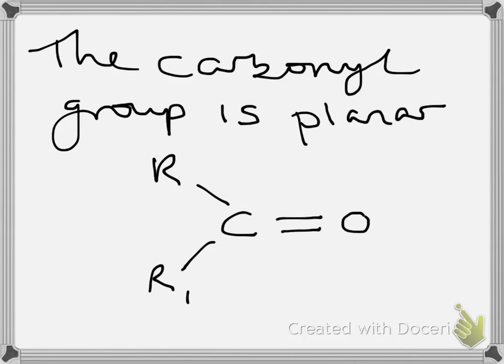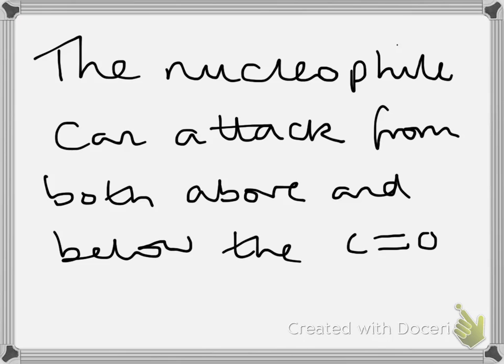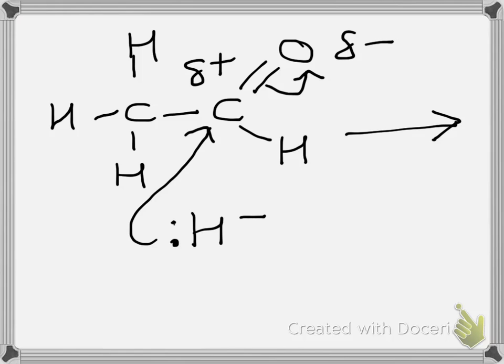So if we're looking at reducing the carbonyl, just to remind you, the carbonyl group is trigonal planar, opportunity for the nucleophile to attack above and below the plane of the carbon. So the nucleophile can attack from both above or below the carbonyl group, and the attack is on the electron deficient carbon. So if we have a look at ethanal, we know that oxygen is more electronegative than carbon, so that's a polar carbonyl group. So it's delta plus on the carbon and delta minus on the oxygen. So the carbon is electron deficient and therefore is attacked by our nucleophile.